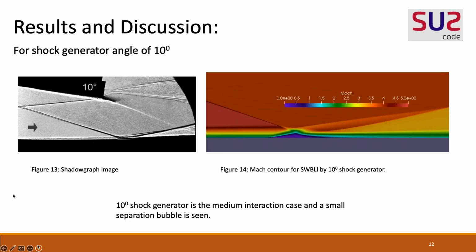Next, going into the results and discussion of the shock generator angle of 10 degrees. Here, as we can see, there is clear-cut evidence of the impinging shock, expansion fan, and compression waves, and similarly in the simulation contour. But this shows that the separation bubble is small, indicating it is a medium interaction case, and the interaction is not as strong as the 14-degree shock angle case.